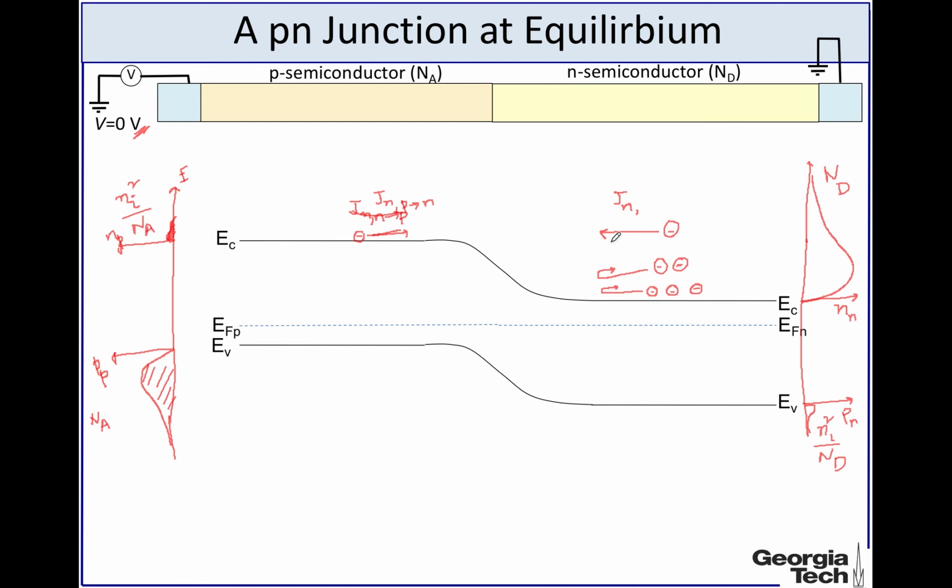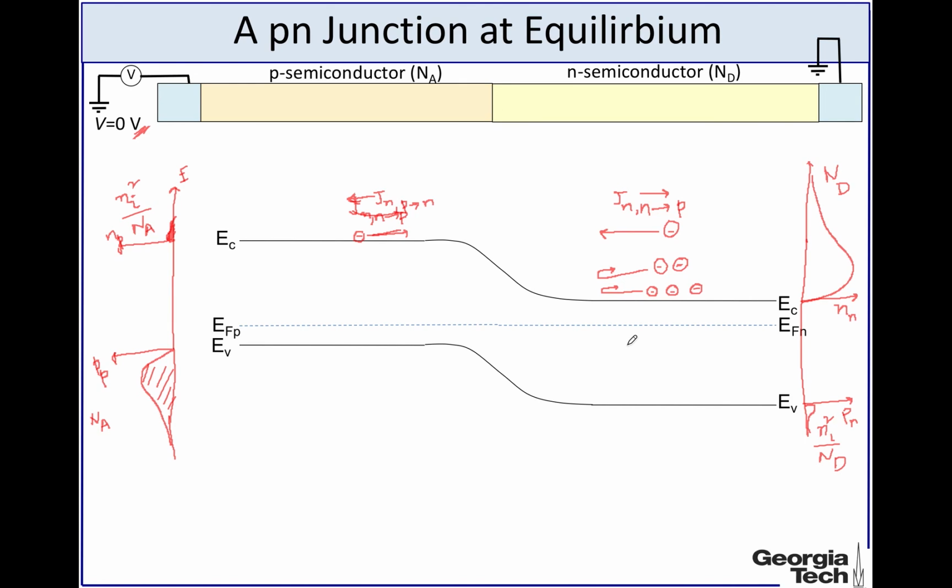So that current creates an electron flow which flows from n side to the p side. All right, so actually this current should flow this way because it's electrons, and this current should flow in the opposite direction to the electron flow.